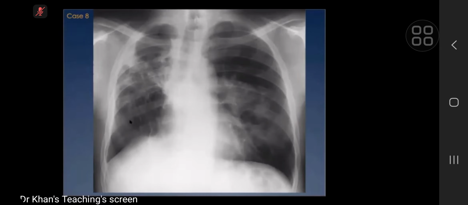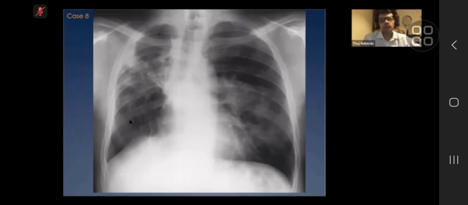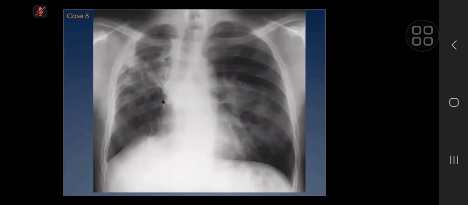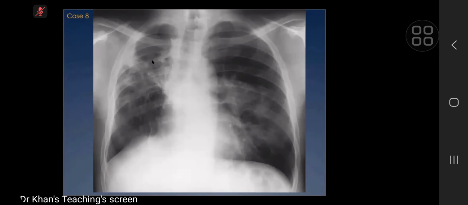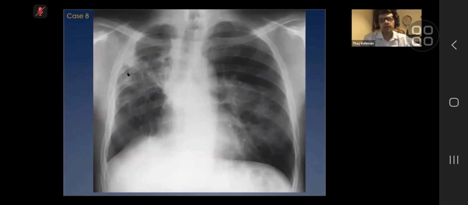I think it's more of parenchymal destruction. Yeah. So what are the causes that result in this kind of parenchymal destructive process? TB. TB, yeah, very good. And histoplasmosis, maybe. Yeah, which we don't see in this country at all. Sarcoid. Sarcoid, yeah. Yes, TB and sarcoid.